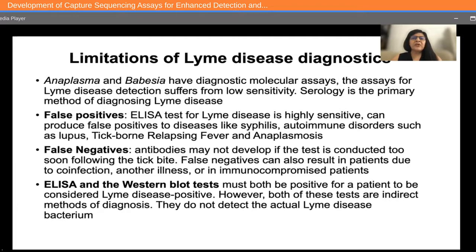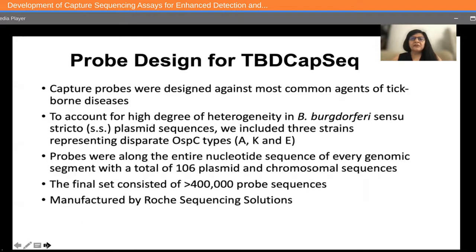So in order for Lyme disease to be diagnosed, both ELISA and Western blot tests must be positive, and both of these tests are indirect methods of diagnosis. They do not detect the actual Lyme disease bacterium. So therefore, we designed this TBD-Cap-Seq method where we can directly make the diagnosis based on nucleic acid as opposed to serology.